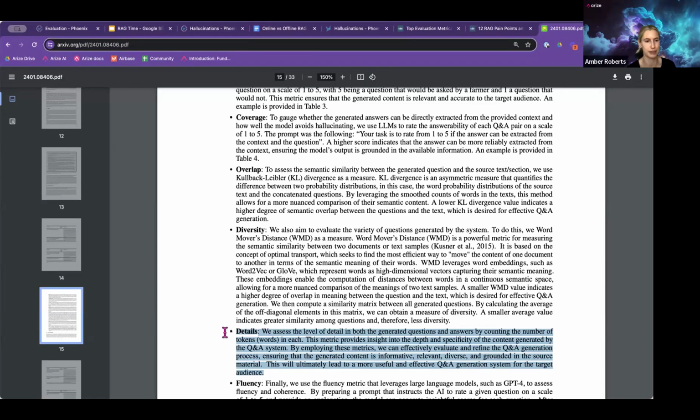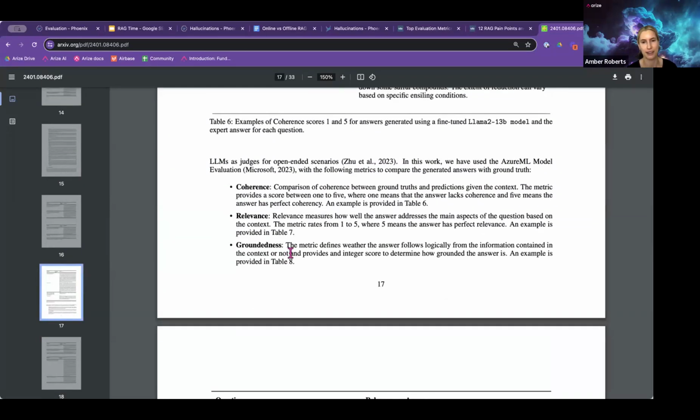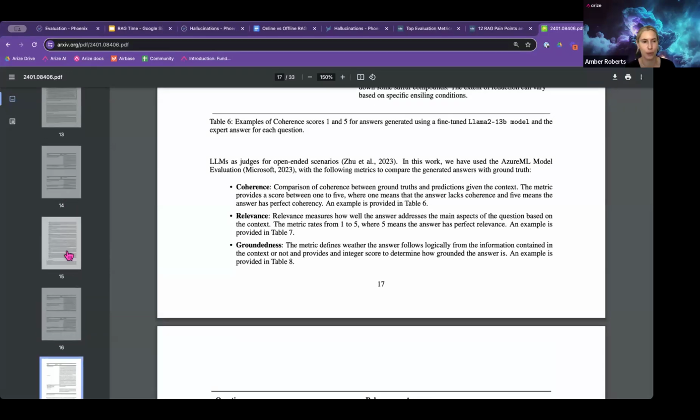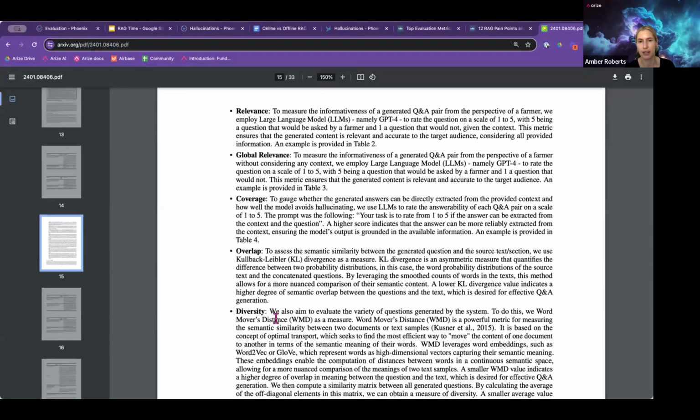Going down to page 17 here, coherence, relevance, and groundedness are what we are hearing a bit more commonly when we're talking about RAG systems, but not even a precision was used. They used a lot of a scale of 1 through 5. And what I don't like about 1 through 5 scales is I don't know how this was normalized. I don't know the distribution.